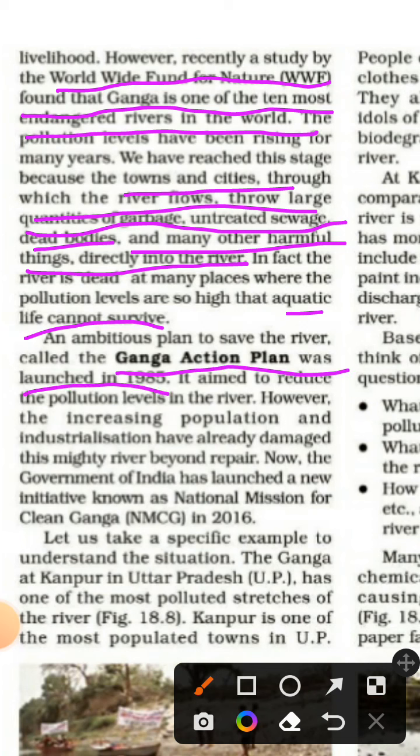Ganga Action Plan, 1985. It aimed to reduce the pollution level in the river. However, the increasing population and industrialization had already damaged this mighty river beyond repair. Now the government of India has launched a new initiative known as the National Mission for Clean Ganga in 2016.